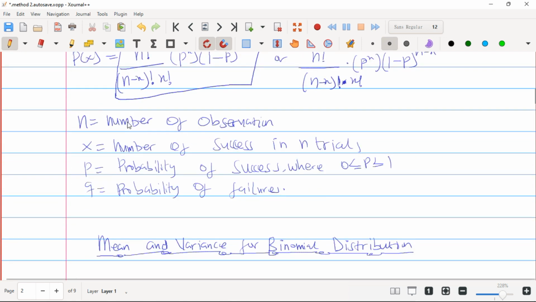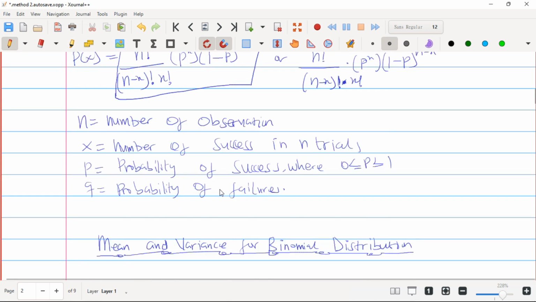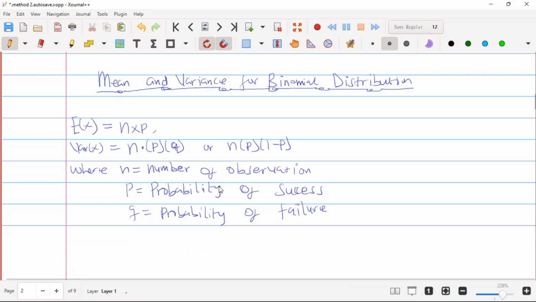So the n, as you can see, is the number of observations, right? And then the x is the number of successes in n trials. That's the number of successes in n trials. And p is the probability of a success, where this probability of success lies between 0 and 1, right? And then the q is the probability of failure, right? Then we have the mean and variance of binomial distributions, right?